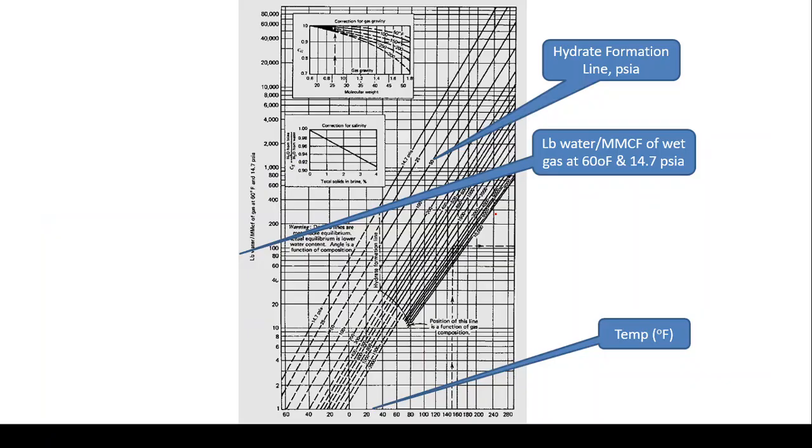So this is a graph. With the help of this graph we can calculate the water content of sweet natural gas. The x-axis is the temperature given in degrees Fahrenheit. The y-axis, our desired one, is the pounds of water per million standard cubic feet of the wet natural gas at standard temperature and pressure, that is 60 degrees Fahrenheit and 14.7 psi absolute pressure.